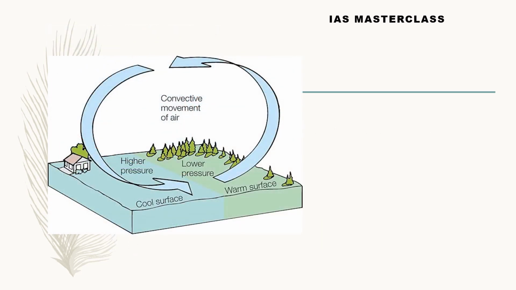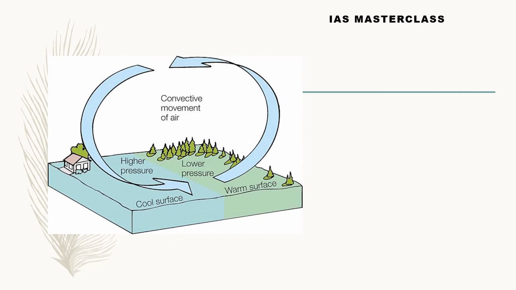Okay. Now what happens when insolation falls on the Earth's surface? We know air gets heated up, Earth gives out terrestrial radiation, and air gets heated up. Now what happens to this air? Air, when it gets warmer, it becomes lighter, and as it gets lighter, it becomes less dense and it rises.